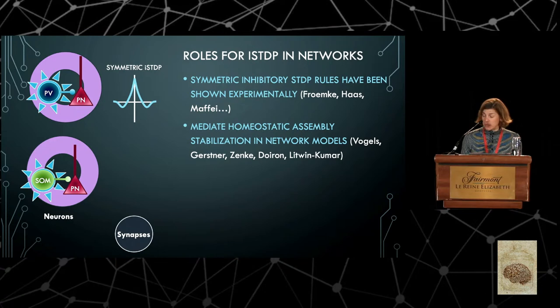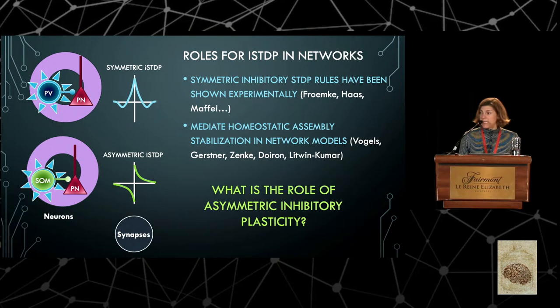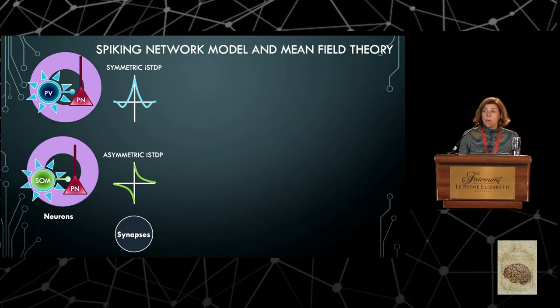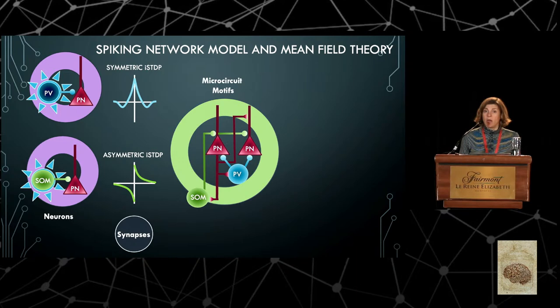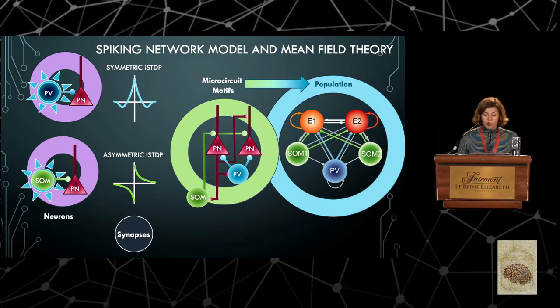But what does this asymmetric inhibitory plasticity rule do? That was the question we were after. So we created a spiking network model and some mean field theory to integrate what the roles of these two inhibitory learning rules are in a network model. The model contains these learning rules. We also put in realistic microcircuit motifs. And then we took that up to the population level where we had two populations that were interacting with each other, two populations of E cells, with interesting connectivity through the inhibitory network.